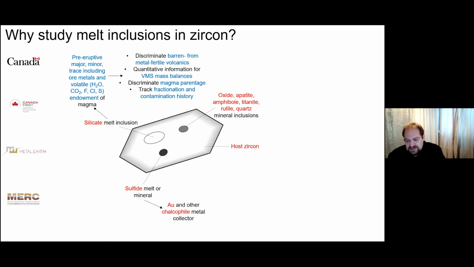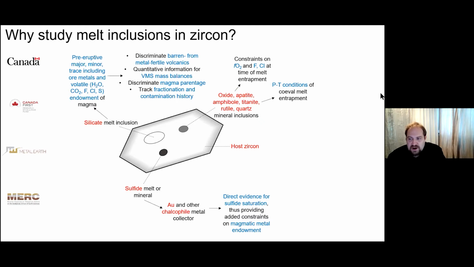And that's obviously providing direct evidence of sulfide saturation at some stage in the evolution of the volcanic rocks. And we learned earlier today that mineral inclusions are also very important because they constrain temperature and fO2, as well as the host zircon, providing constraints on the geochronological and isotopic framework for the rocks themselves.